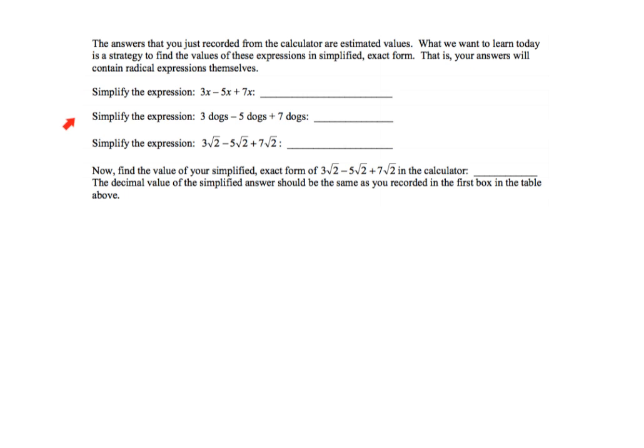So take a look at each of these, and I'm pretty sure most of you feel comfortable combining like terms. So 3x minus 5x is minus 2x plus 7x is 9x. Next, imagine that I am adding and subtracting dogs. If I have 3 dogs and I take 5 dogs away and then add 7 dogs, 3 minus 5 is negative 2, plus 7 is 9 dogs.